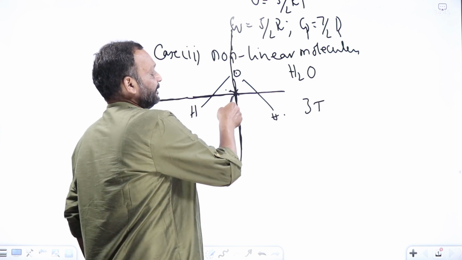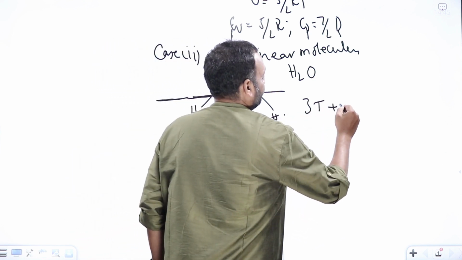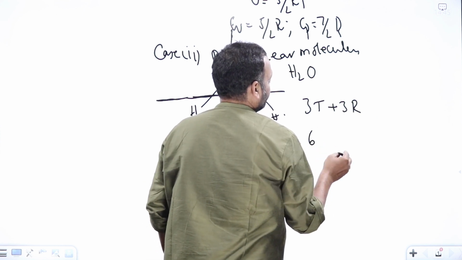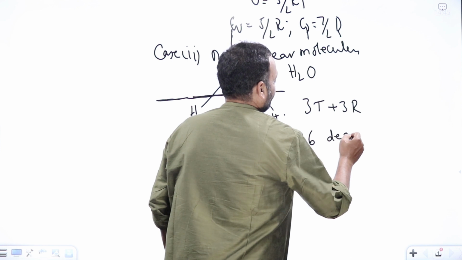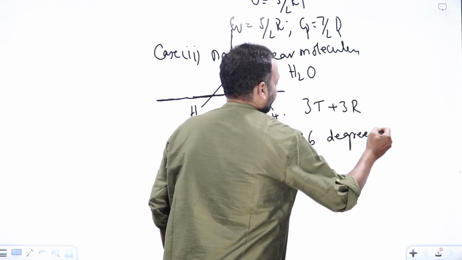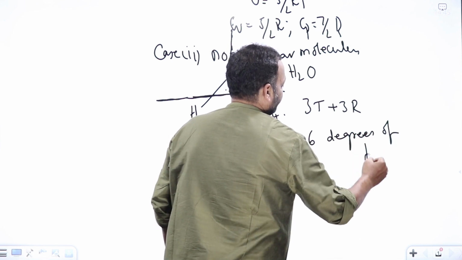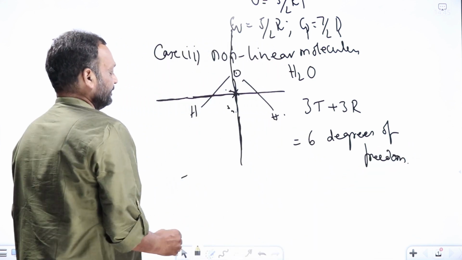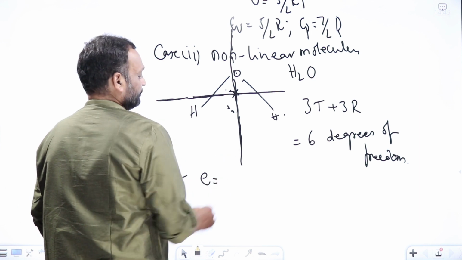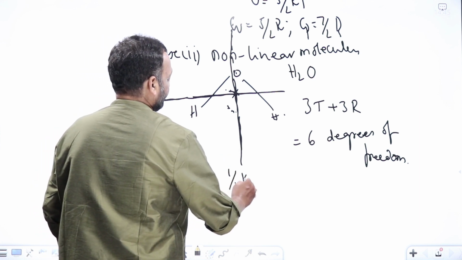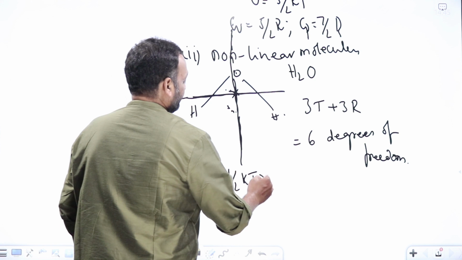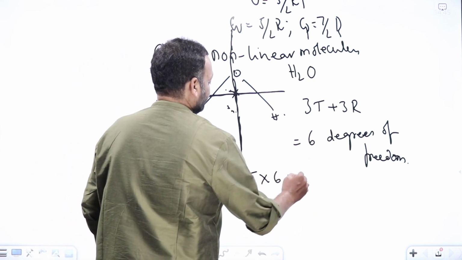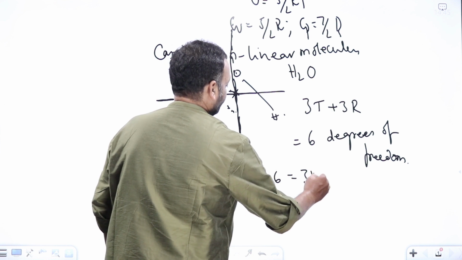So here there are 3 rotational degrees of freedom, 3 translational plus 3 rotational. So total number of degrees of freedom is equal to 6. As usual, the average energy per molecule per degree of freedom is half kT. Every molecule has 6 degrees of freedom. So for each molecule, half kT into 6 is nothing but 3 kT.